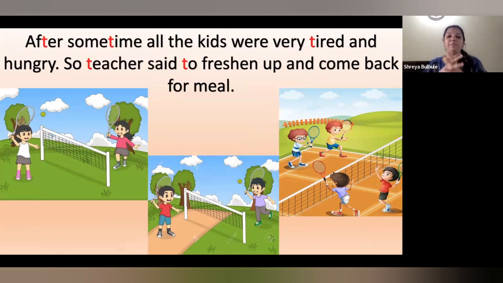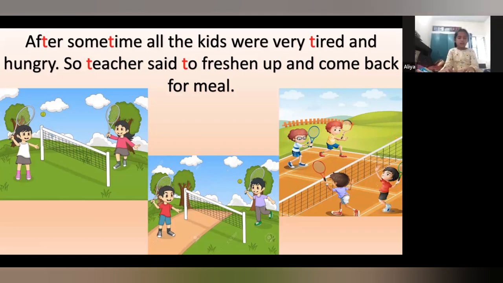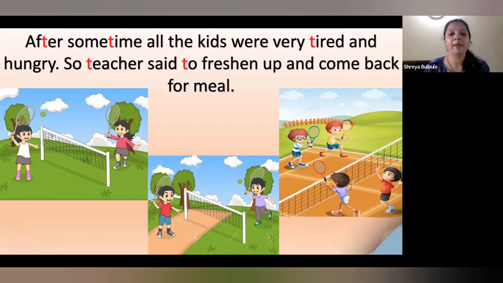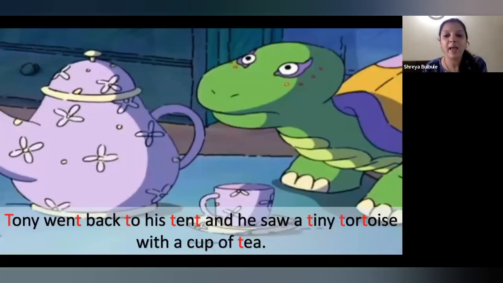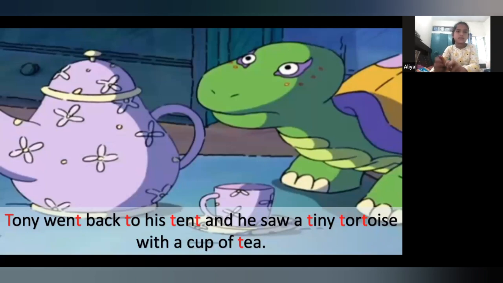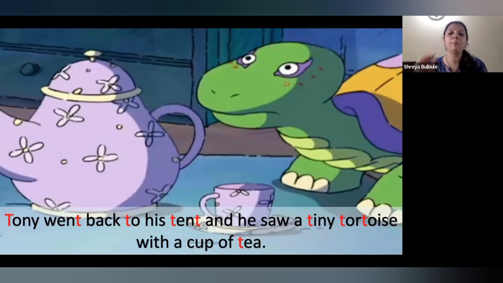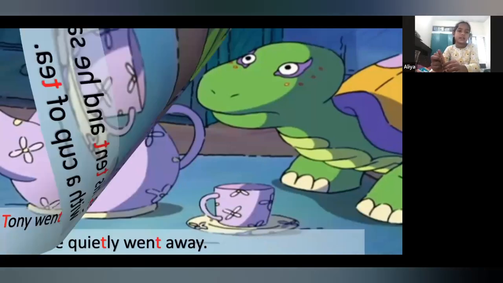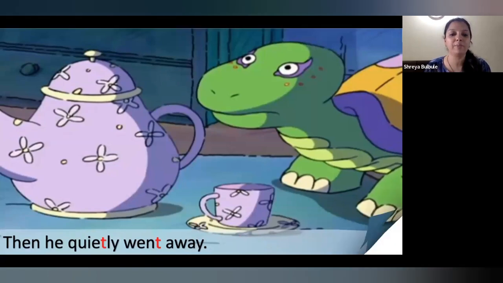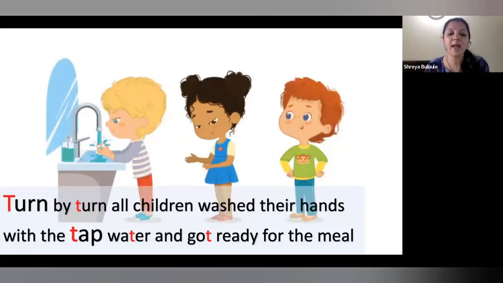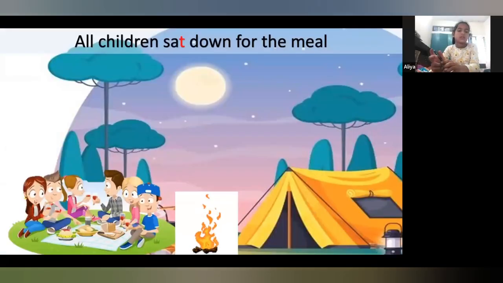After some time. Okay, now let's see what happens after some time. All the kids were very tired. What happened? They played so much, they were tired and hungry. So the teacher said to freshen up and come back for the meal. Tony went back to his tent and he saw a tiny tortoise. What did he see? Tiny tortoise with a cup of tea. What was the tortoise doing? He had a cup of tea. Then he quietly went away. Turn by turn, all the children washed their hands with the tap water, and they got ready for the meal. All children sat down for the meal.